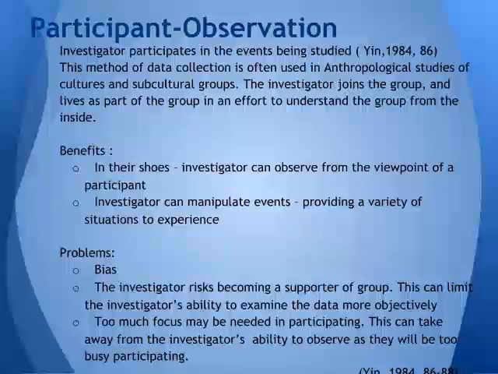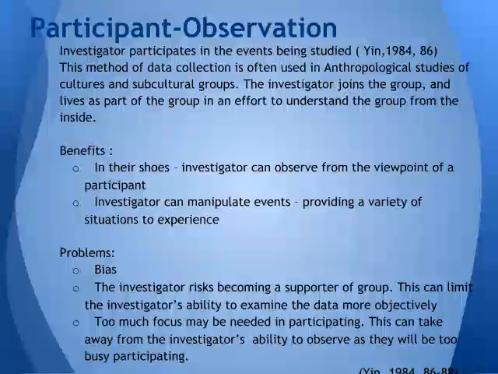Participant observation. In this type, the investigator participates in the events being studied. This method of data collection is often used in anthropological studies of cultures and subcultural groups. The investigator joins the group and lives as part of the group in an effort to understand the group from the inside.